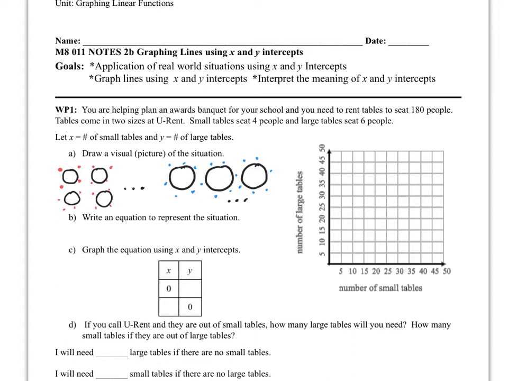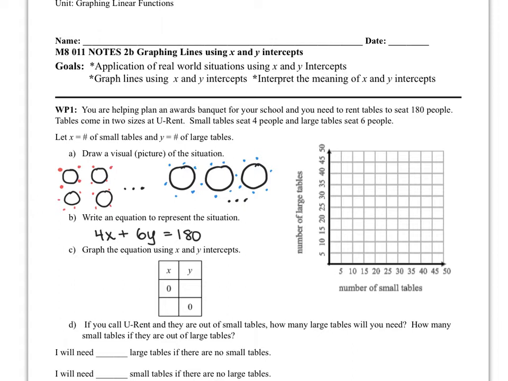So my equation to represent this situation, knowing that I'm trying to seat 180 people, would be 4x. So I would multiply the number of small tables by 4, because there's 4 people per table. Plus 6y, the number of large tables, which I don't know, times 6, because there's 6 people per large table. I would add those two things together, and that would get my total of 180.